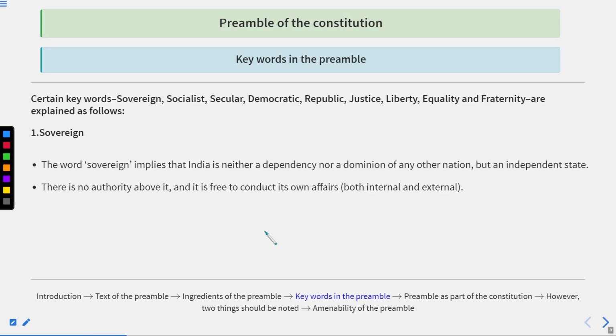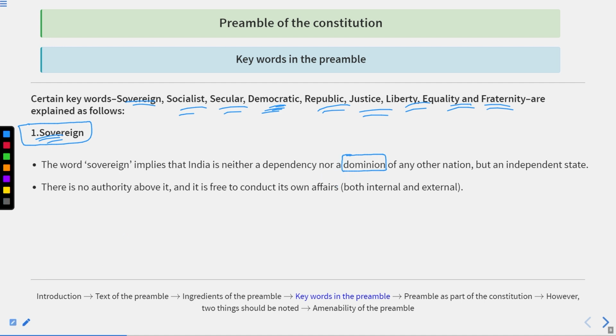Certain keywords in the preamble are sovereign, socialist, secular, democratic, republic, justice, liberty, equality, fraternity. What are these? What is the explanation of them as per Indian polity or as per the people of India? So let's first have the word sovereign. What is the meaning of this? Okay. The word sovereign implies that India is neither a dependency nor a dominion of any other nation. Dependency means that India is not dependent on any other country. All right, what do you mean by dominion?